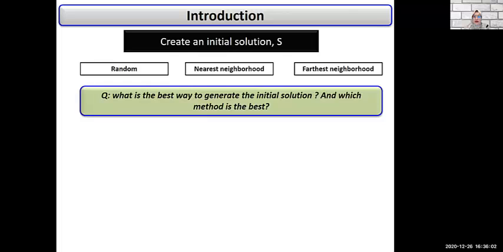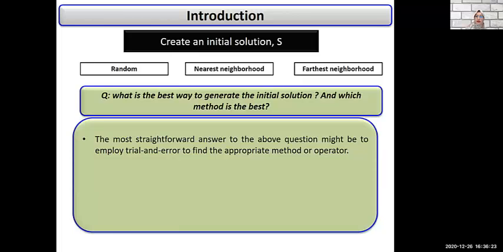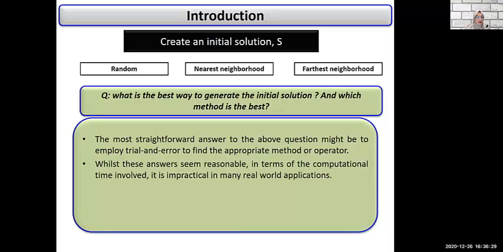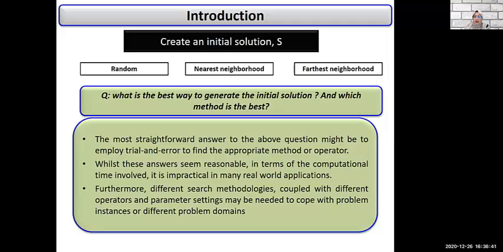So what is the best way to generate the initial solution? I mean, which method can produce the best solution? The most straightforward answer to the above question might be to employ trial and error to find the appropriate method or operator. Whilst these answers seem reasonable, in terms of computational time involved, it is impractical in many real-world applications. Furthermore, different search methodologies coupled with different operators and parameter settings may be needed to cope with the problem instances of different problem domains.